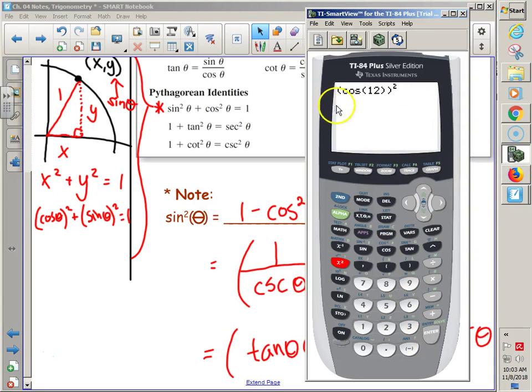So one way is to do cosine of 12, the whole thing squared. The other way is to make sure that we're right. Guys, isn't it when it's squared, it's times itself? We could have been spiffy and just done it that way too. Should be the same thing.